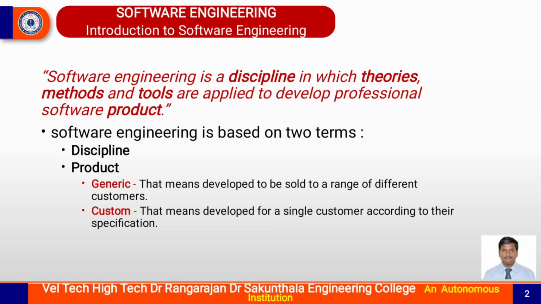What is discipline? It is the engineering where we apply theories, methods and tools based on the engineers and the organizational constraints. Product is where we get the software, developed based on systematic theories, methods and tools. In the case of discipline, we look at a particular engineering concept where theories, methods and tools are applied.